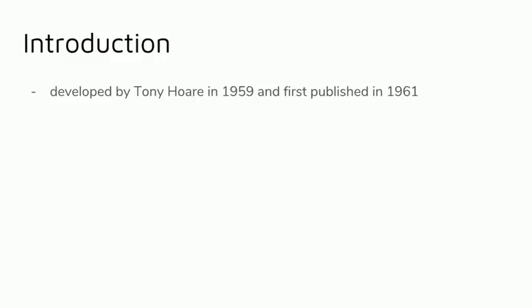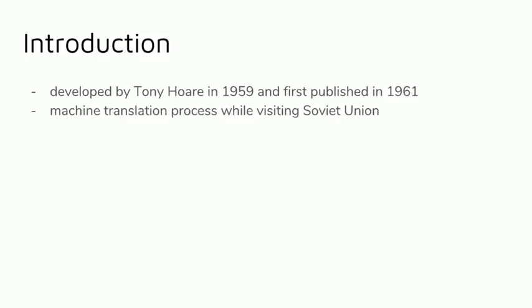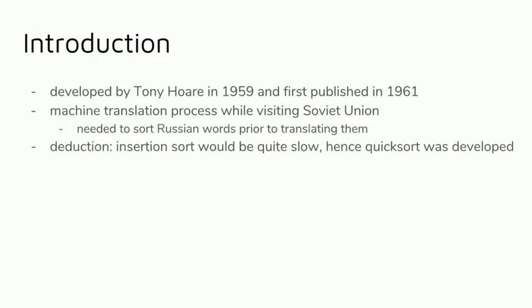So the Quicksort algorithm was developed in 1959 by Tony Hoare while he was in the Soviet Union. While working on a project on machine translation, he needed to sort the words of Russian sentences prior to looking them up in a Russian-English dictionary that was already sorted in alphabetical order. So he recognized that insertion sort would be slow, and therefore he quickly came up with a new idea that was quicksort.